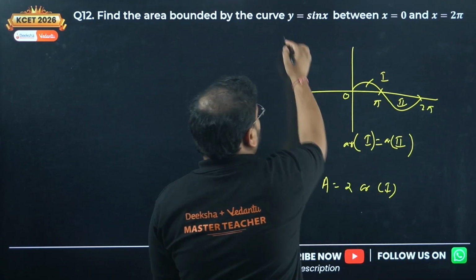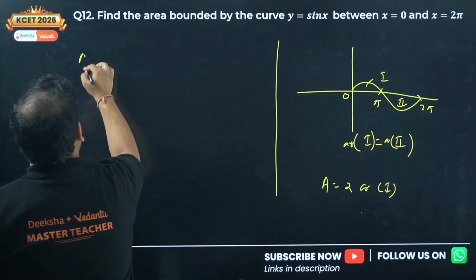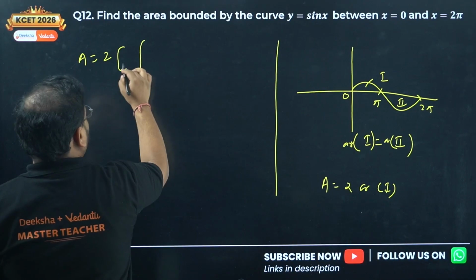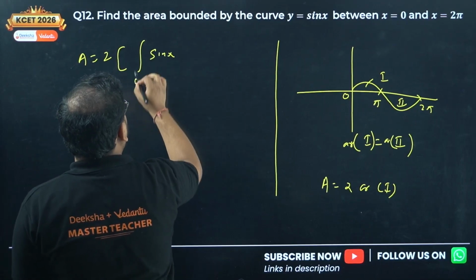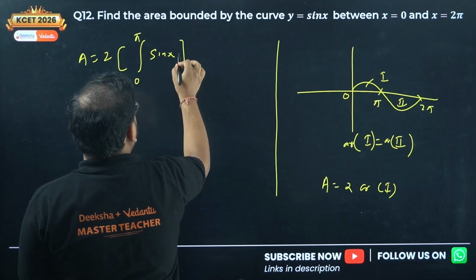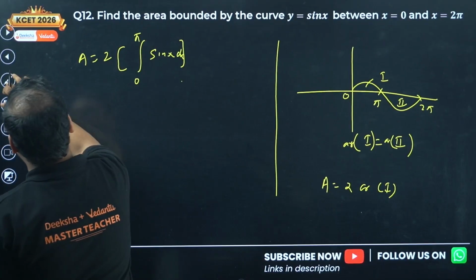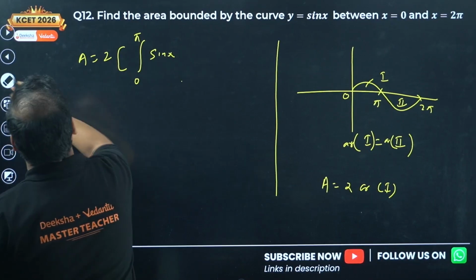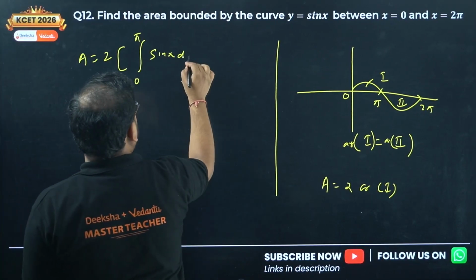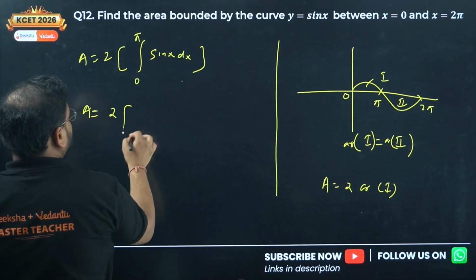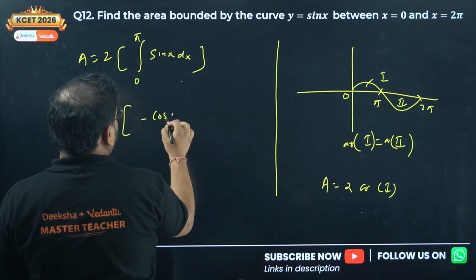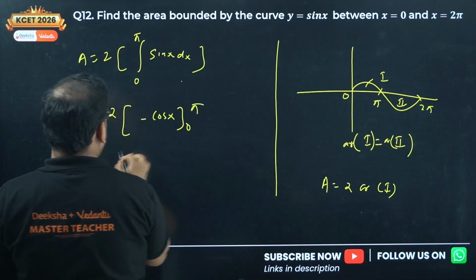and you will find the area of part 1 in this fashion: twice the integration of sin x from 0 to pi with a dx, of course. Check. So the area will be twice of minus cos x from 0 to pi.